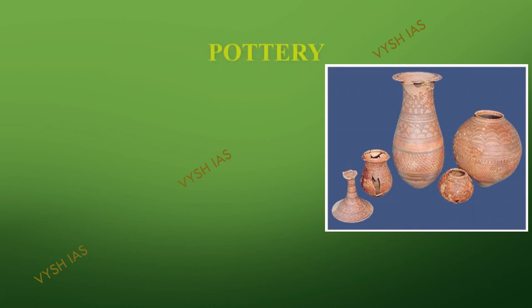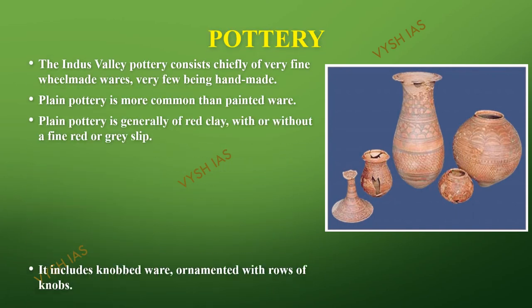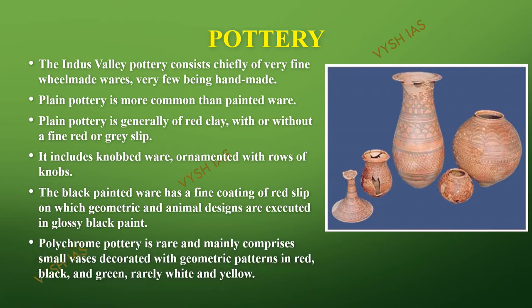The next prominent art form of Indus Valley civilization we are going to see is pottery. This pottery is mainly wheel made ware rather than handmade. Few handmade were also seen, but the major type we find is wheel made pottery. And plain pottery is more common than the painted ware. Plain pottery is of red clay with or without a fine red or gray slip on the top, and it includes knobbed ware or ware ornamented with a few rows of knobs.